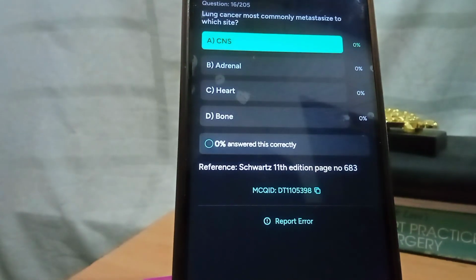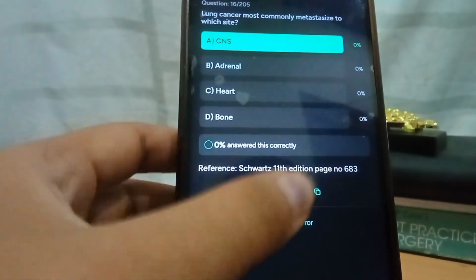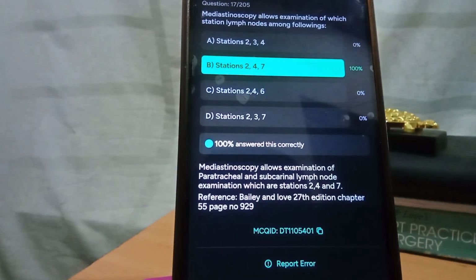So the next question is, lung cancer most commonly metastasizes to which site? So it most commonly metastasizes to the CNS. Next is mediastinoscopy. Mediastinoscopy allows examination of which station lymph node among the following? So it allows examination of station.